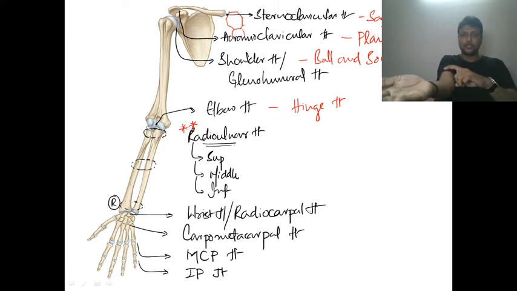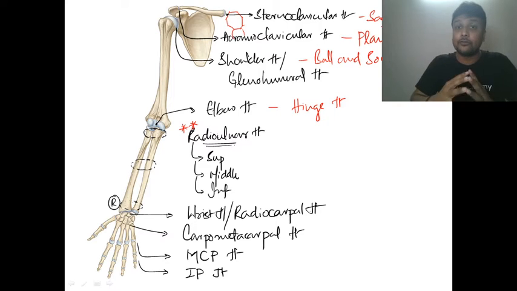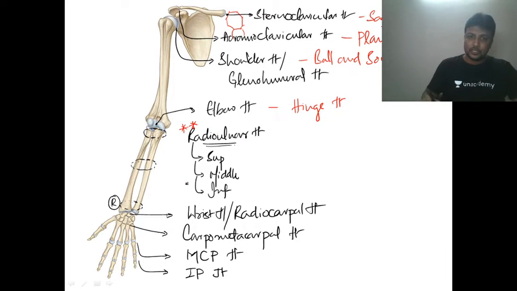So therefore the superior and the inferior radioulnar joint will be of which variety? Pivot variety. So therefore the superior radioulnar joint will be a pivot joint and the inferior radioulnar joint will be a pivot joint.